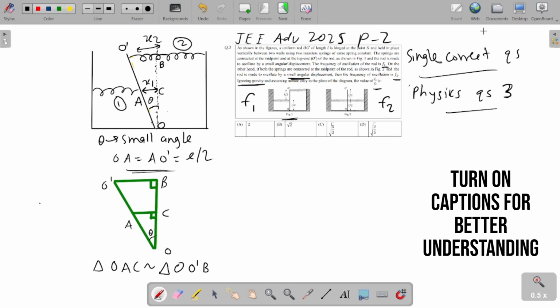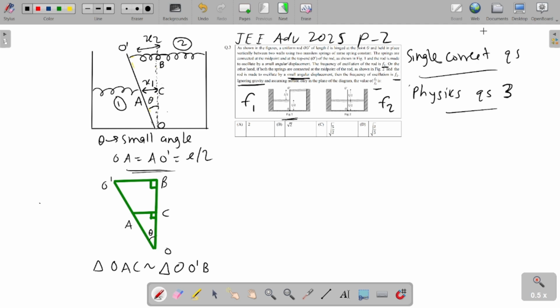Okay, so here we have a question from JEE Advanced 2025, Paper 2, Physics, question number 3. It is a single correct MCQ. Since I gave JEE Advanced 2025 this year itself, I felt that I would show how I solved this question in the exam, because in the exam I used a method which is not very commonly known and not many of you would have encountered this.